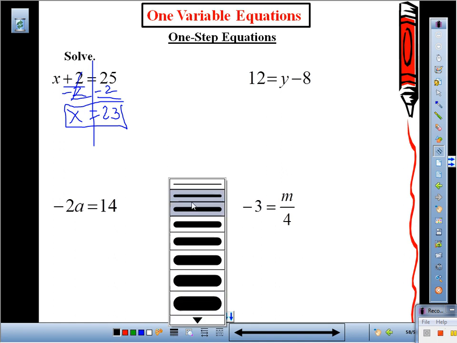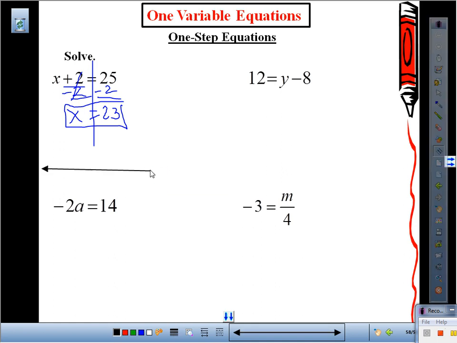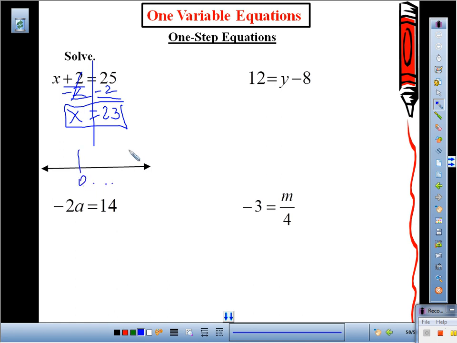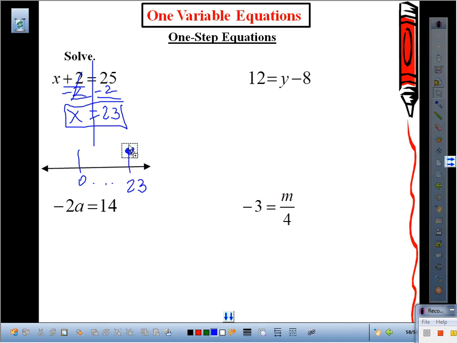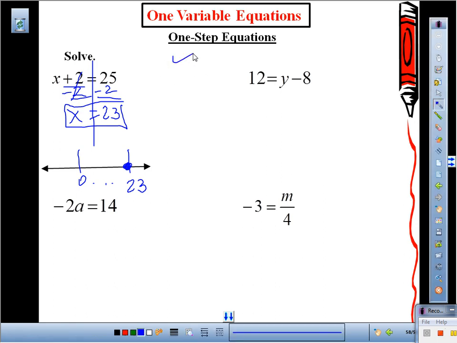Plot our point on the number line. Here it goes. Graph your number line. 0, ... 23. And here's my plot. Now please plot on the line. Some of you in the previous years you used to do this. You get papers like this, I'm like, what are they doing? Plot it on the number line. There it is.